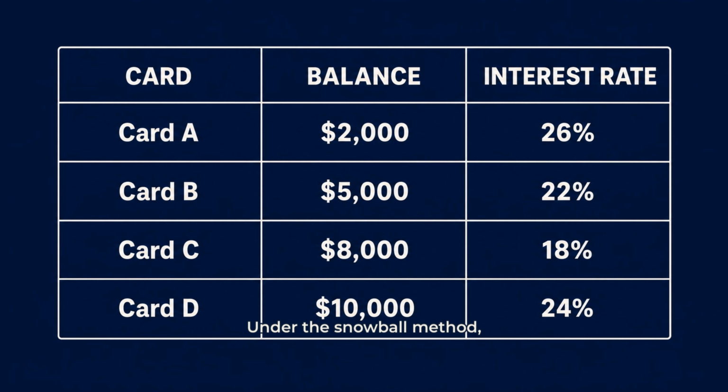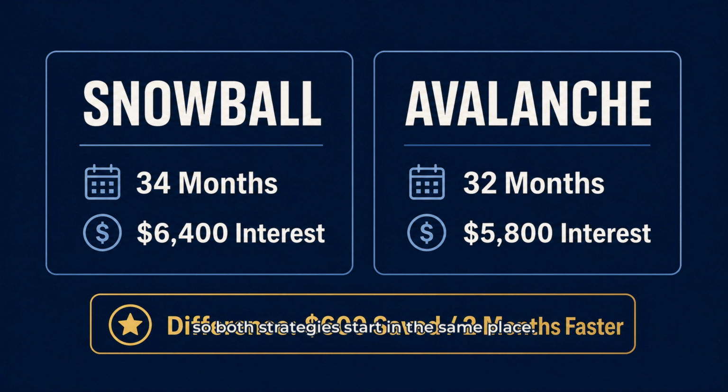Under the snowball method, they would attack the smallest balance first. The order would be Card A, then Card B, then Card D, then Card C. Notice something interesting. Card A is both the smallest balance and the highest interest rate, so both strategies start in the same place. Under the avalanche method, they would also begin with Card A, but after that, the order changes. They would move to Card D because it has the next highest interest rate instead of Card B. The payoff order becomes Card A, then Card D, then Card B, then Card C.